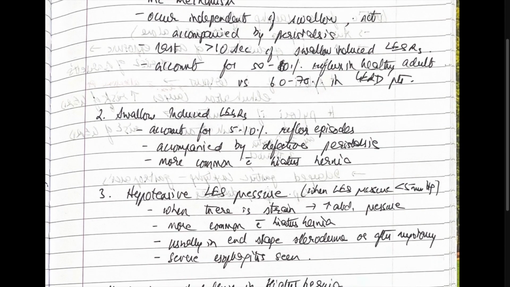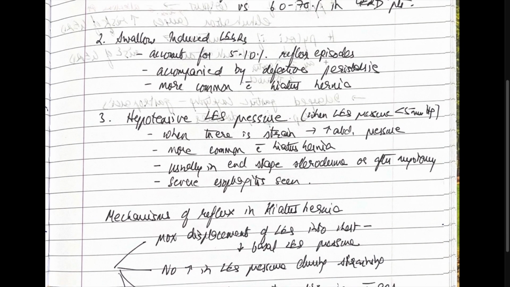Swallow-induced LESR, or lower esophageal sphincter relaxations. This accounts for 5 to 10% of reflux episodes. It's accompanied by defective peristalsis, and it's more commonly associated with hiatus hernias. Hypotensive LES pressure, when the LES pressure itself is less than 5 millimeters of mercury. When there is a strain, like an increased abdominal pressure, like in coughing or vomiting, this triggers a reflux. It's more commonly seen with hiatus hernias, and it's usually in end-stage scleroderma or after a myotomy that it's so low. Severe esophagitis would be seen.